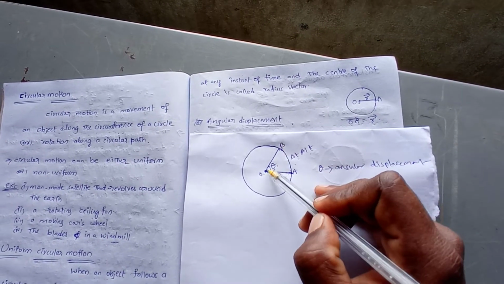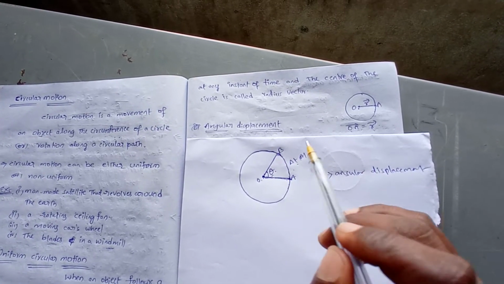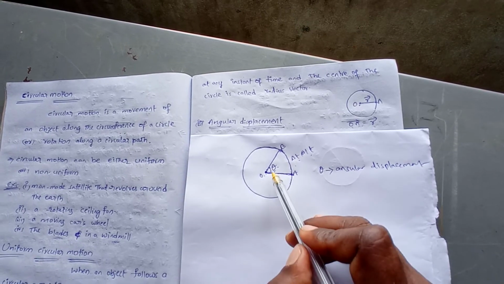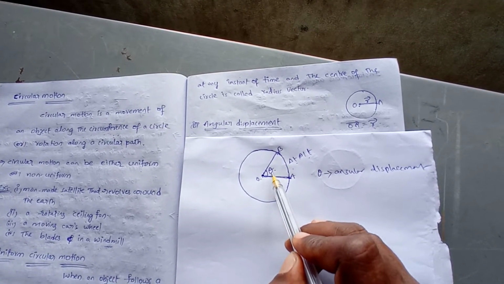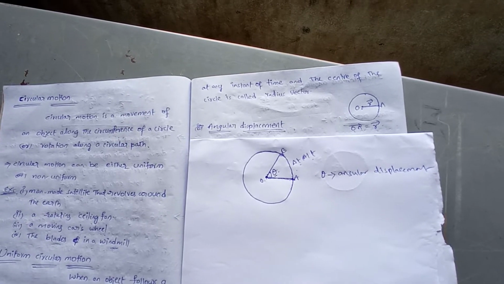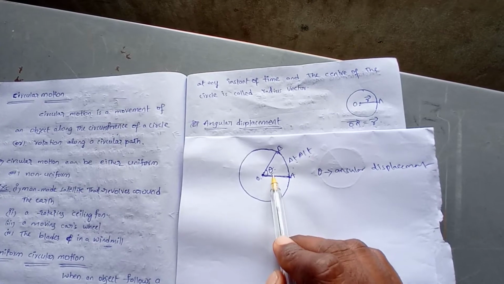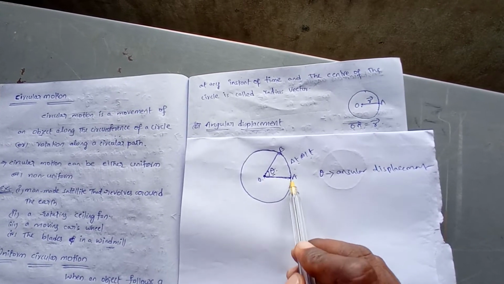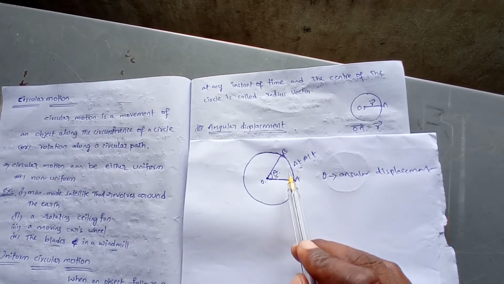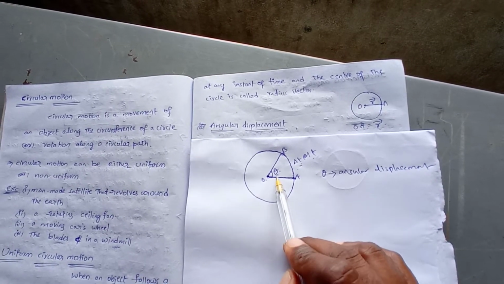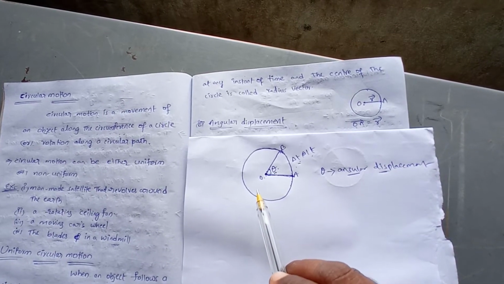If we join these 2 points, we get the radius vector. Here this radius vector makes an angle theta. This is the angle theta made by the radius vector. So what is the definition of angular displacement here? The angle subtended at the center by the radius vector in a given time is called angular displacement. So what is the angular displacement here? Theta. Theta is the angular displacement of the body.